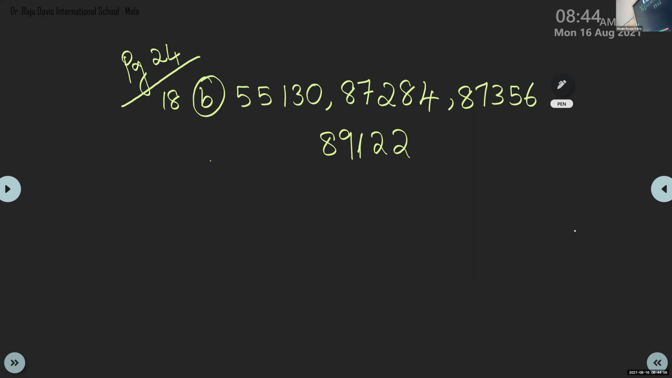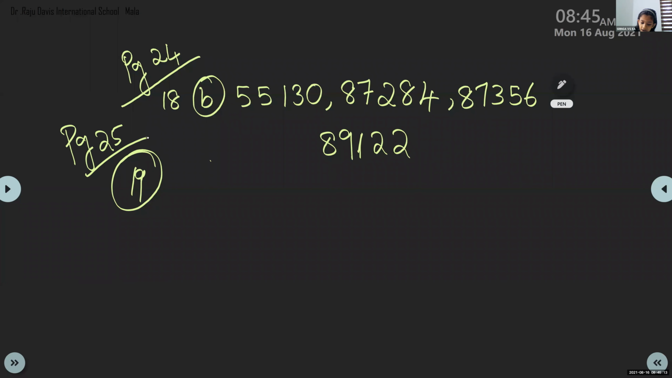Sringavias, can you read question number 19? Form the greatest and the smallest 5-digit numbers by using the given digits and find their difference. Okay. So question number 19, children, we have the digits. Can you give me the digits? 6, 1, 8, 3, 0. So children, these are the numbers given.